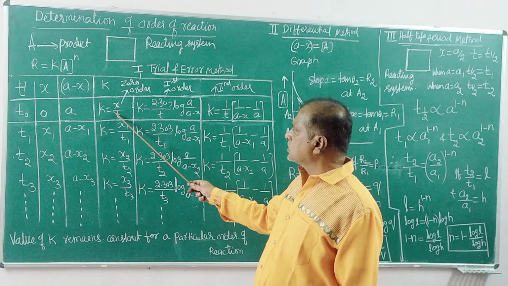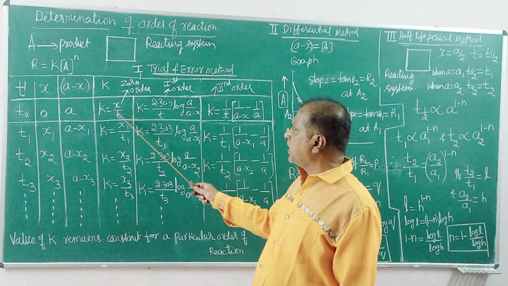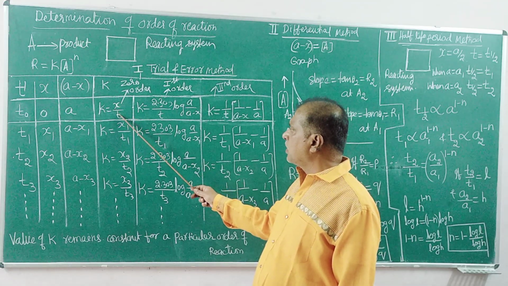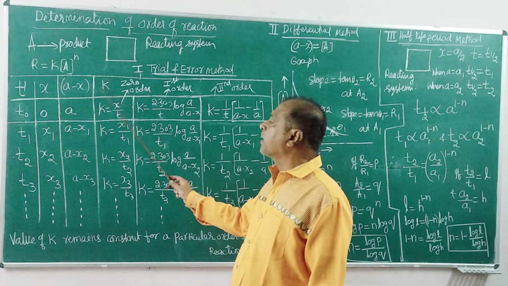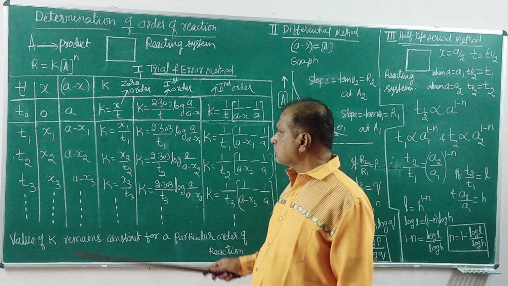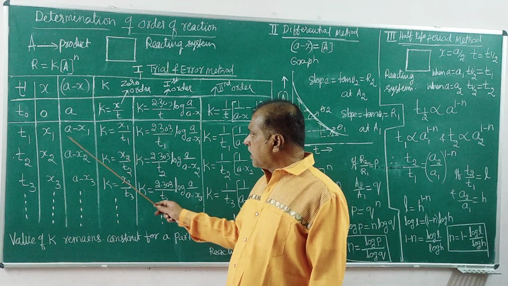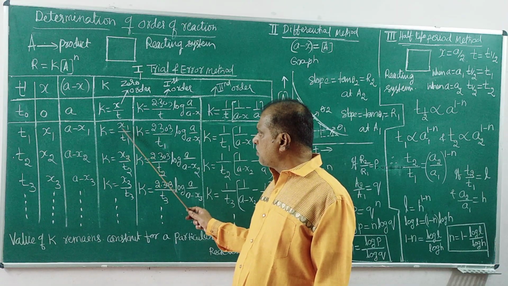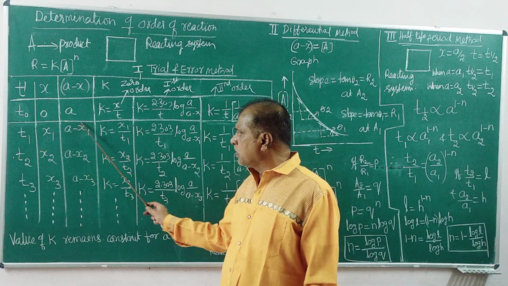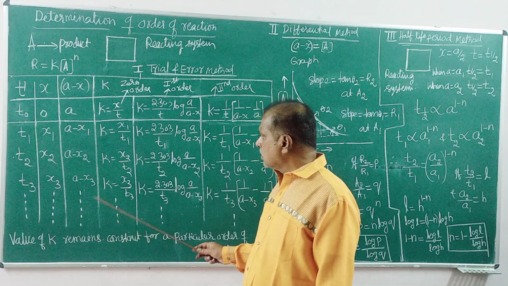Take this equation for zero order: k equals x by t. x and t are variables, but the ratio remains constant if the reaction is zero order. You have to check. That is, at different times calculate the value of k. k equals x1 by t1 for this set of values.